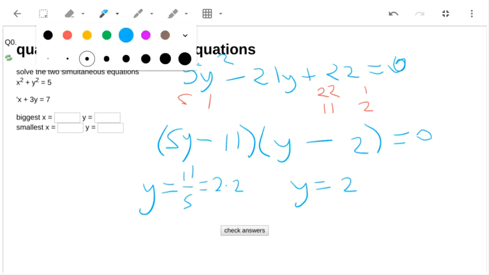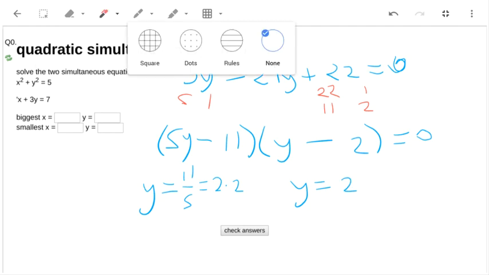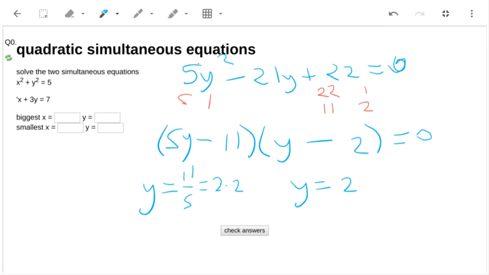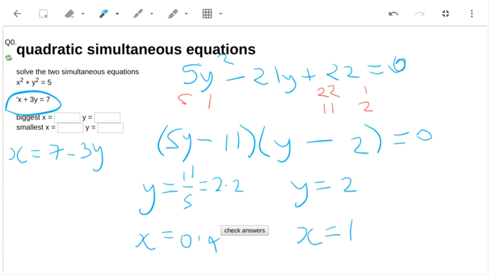Now to find the x values, I need to substitute those back into this equation here, or to make it a little bit easier, 7 minus 3y. So the first x value is 7 minus 6.6, which is 0.4, and the second x value is 7 minus 6, which is 1. And that should be the answer.